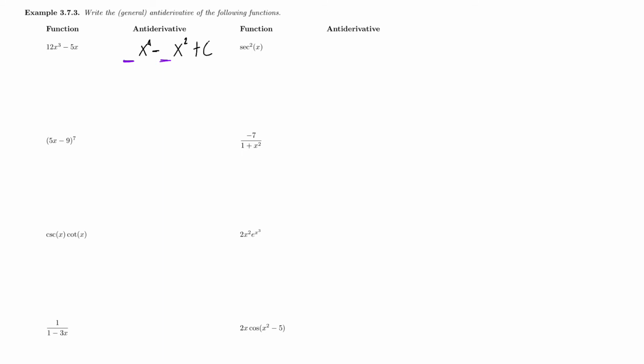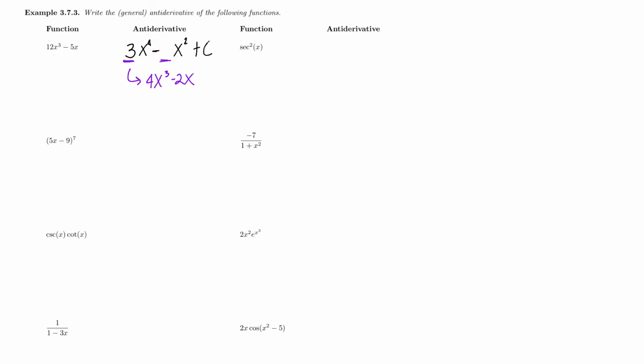Now, if we were to just take the derivative of x to the 4th minus x squared, we would get 4x cubed minus 2x. Not x squared, 2x. But we don't want this to be a 4. We want this to be a 12. So if we wanted this to be a 12, we would need to have a 3 in front here so that when we took the derivative, 4 times 3 would give us 12.